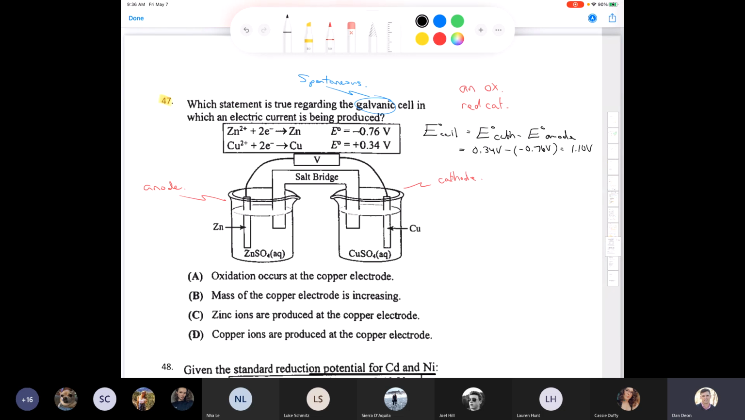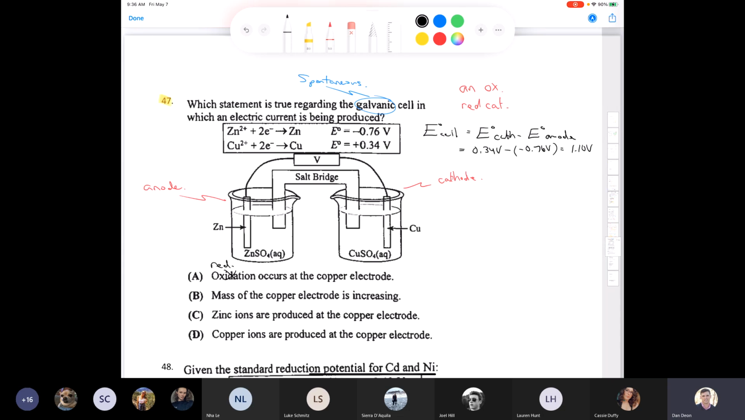So that looks good, okay? We have our copper as being our cathode, and we have the zinc as being our anode. Well, oxidation is not occurring at the copper electrode because the copper electrode is the cathode, right? And that is where reduction is going to occur. So we'll cross this out and we'll put reduction here.